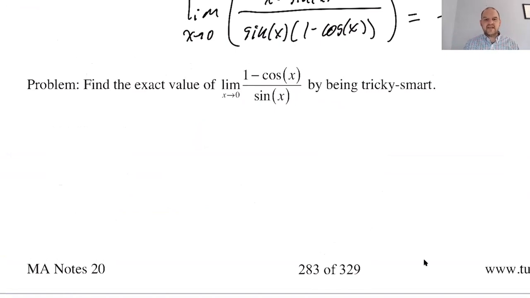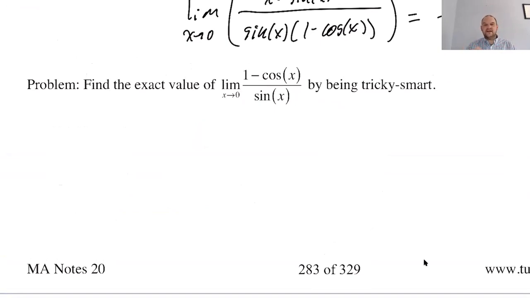All right, find the exact value of the limit as x approaches 0 of 1 minus cosine of x over sine of x by being tricky smart. So what does that mean? Who knows what that means? It means evaluate this thing. So I look at this limit. I'm going to show you 2 ways to do it.